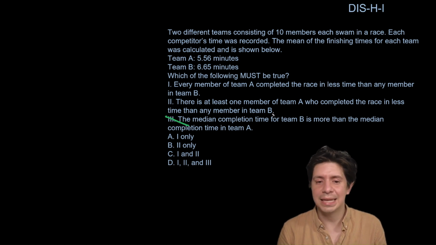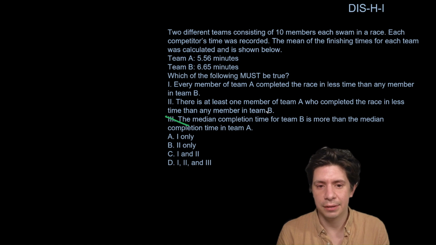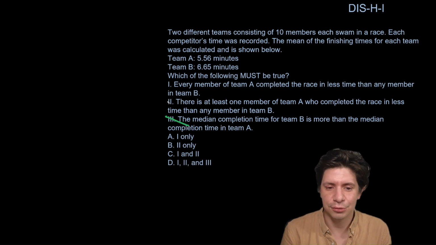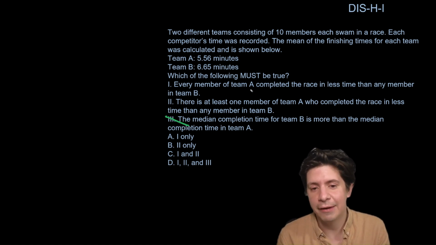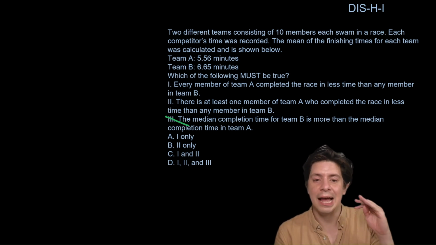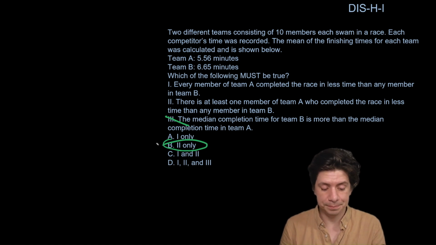Okay, so what this is saying is that at least someone in Team A beat someone in Team B. And that has to be true, because if no one in Team A beat anyone in Team B, how the heck would they have a faster finishing time? So 2 is true. And then 1, if every member of Team A completed the race in less time. That's not necessarily true, just the average time, but not that everyone did it. So it's going to be B as in boy.